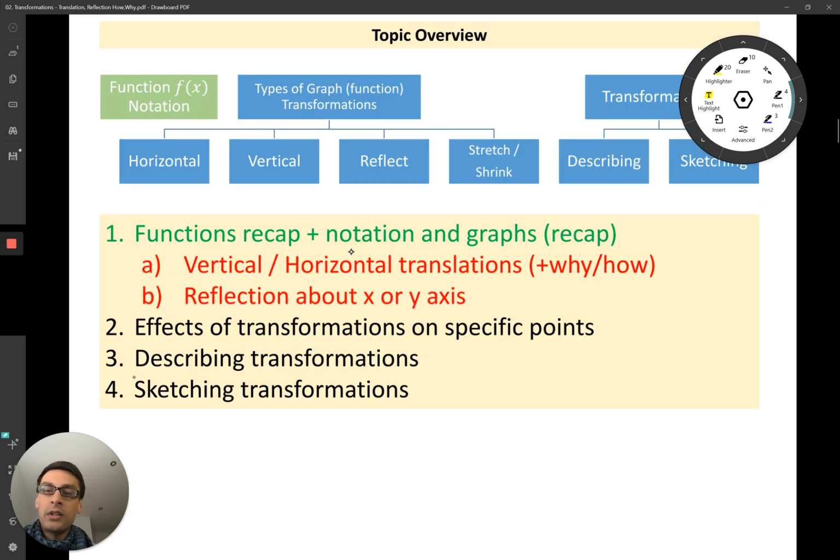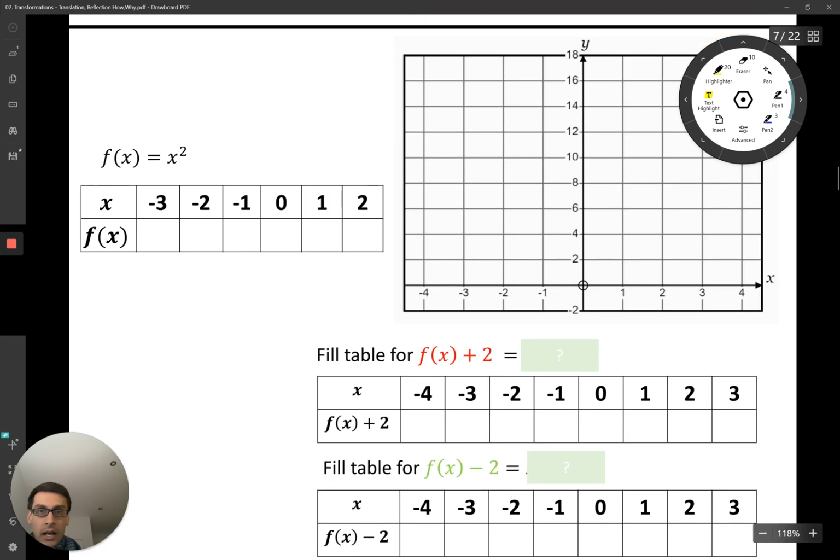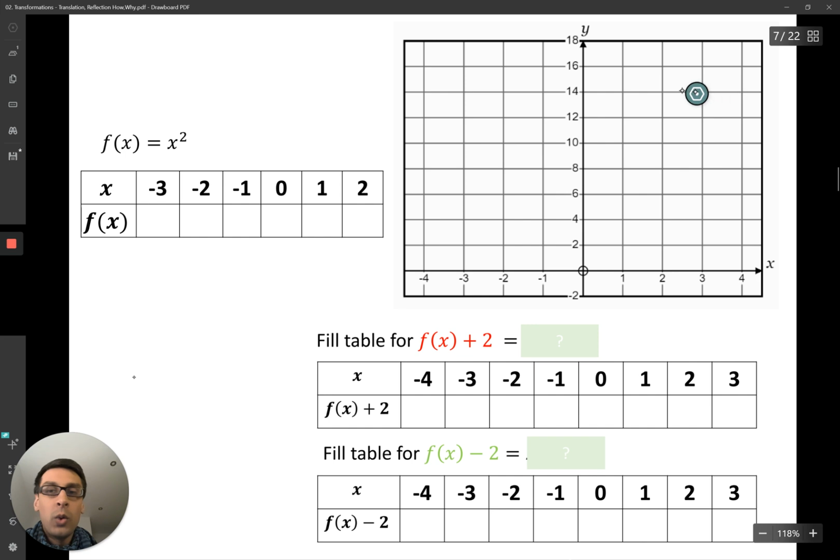Okay, so topic overview. We've looked at function notation and why we use it with graphs. I'm now going to show you these two things here: vertical and horizontal translations, why and how they work, as well as reflections. So let's look at one example here. What I have here is a function. The function is f of x equals x squared. I've kept it simple for the purposes of demonstrating here.